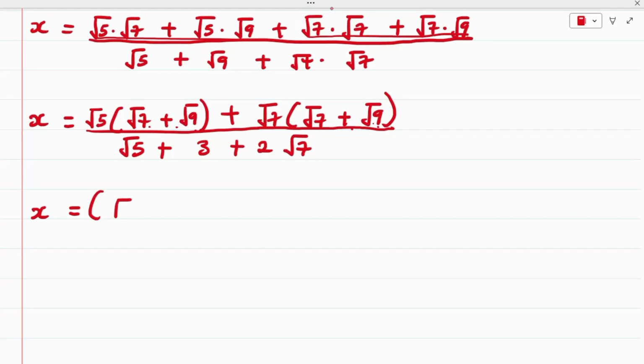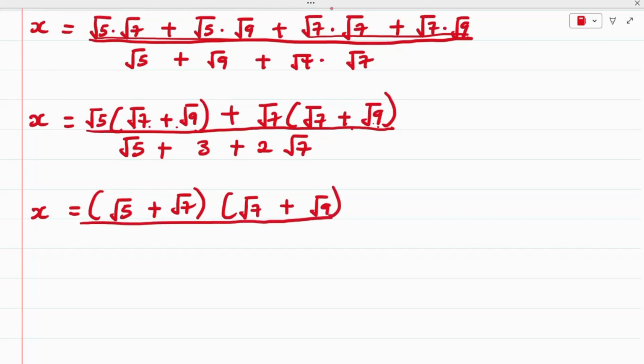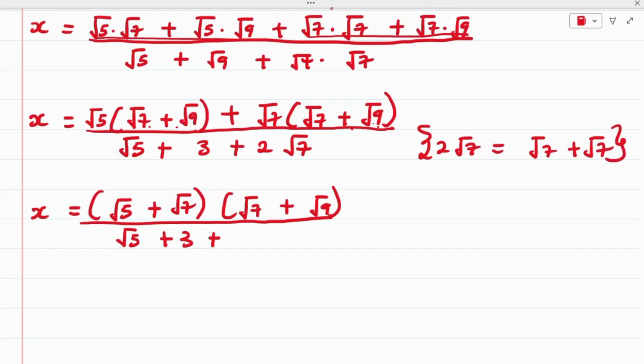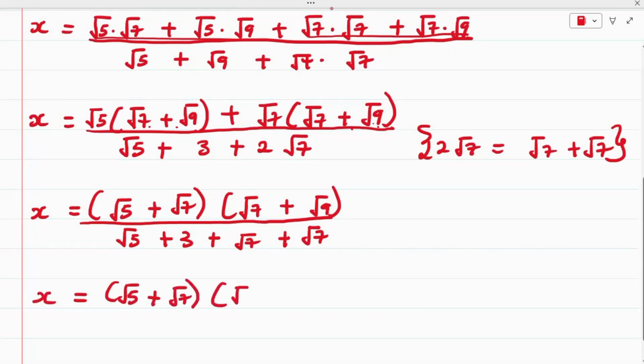So we have this to be the root of 5 plus the root of 7 multiplied by the root of 7 plus the root of 9, divided by. Then for the denominator we have the root of 5 plus 3 plus, now we know that 2 root 7 can be expressed as root 7 plus root 7, right? So this becomes root 7 plus root 7. So from here we have x is equal to the root of 5 plus the root of 7 multiplied by the root of 7.